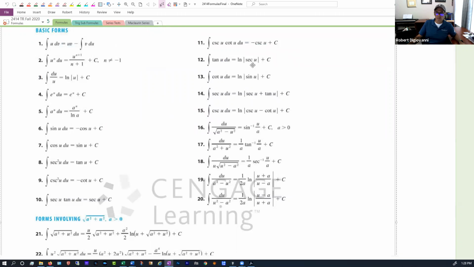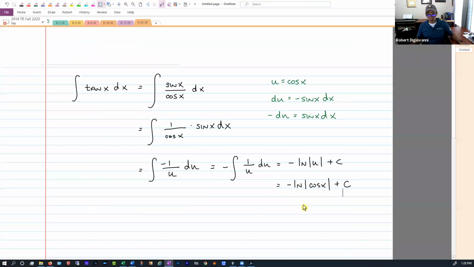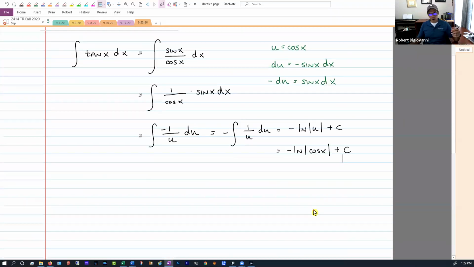We didn't mess up. They're saying the answer is natural log of secant, right? That's what they're saying? Okay, so we're saying it's negative natural log of cosine. So think back to this property of logs.